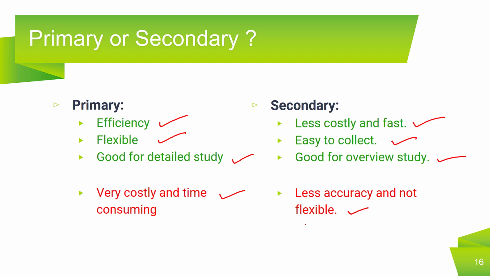And not flexible. Why not flexible? Because someone already collected those data according to their way. You cannot change it. You can only use those data, right? So that is a comparison between primary and secondary data and how we can collect primary data and secondary data.